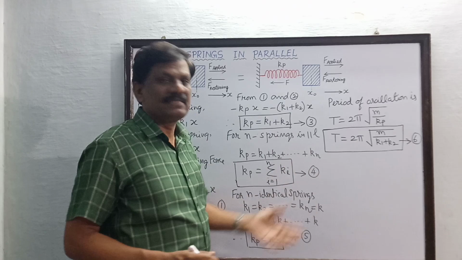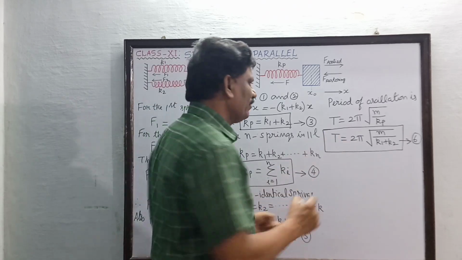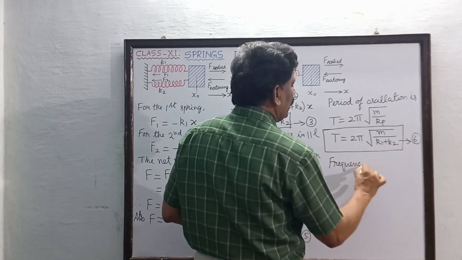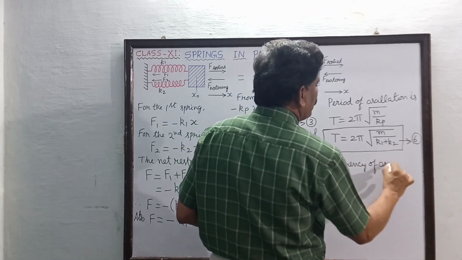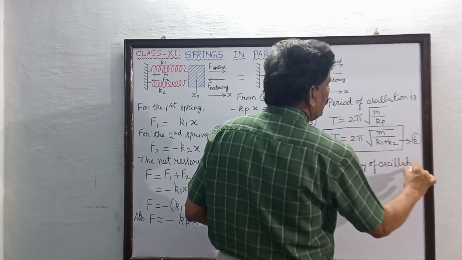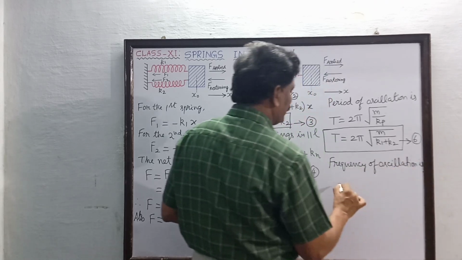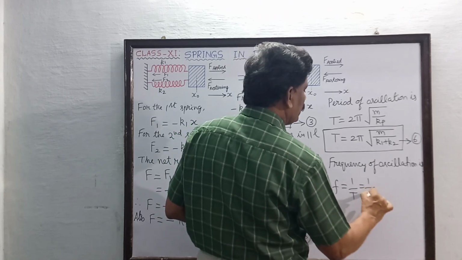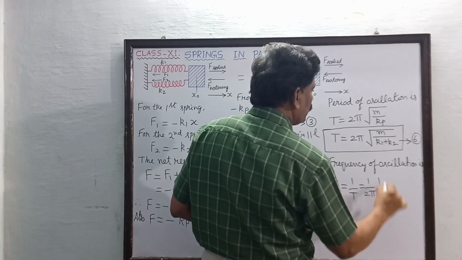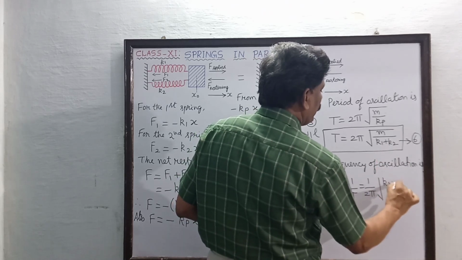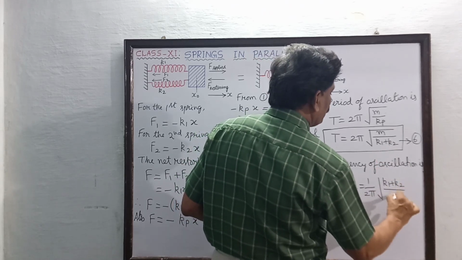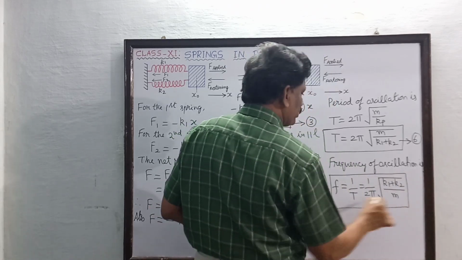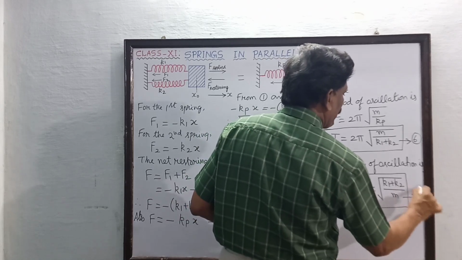What next can you guess now? Yes, it is the frequency of oscillation. The frequency of oscillation is the reciprocal. F is equal to 1 by T, so this is equal to 1 by 2 pi into square root of K1 plus K2 divided by m. This is the last equation, equation 7.